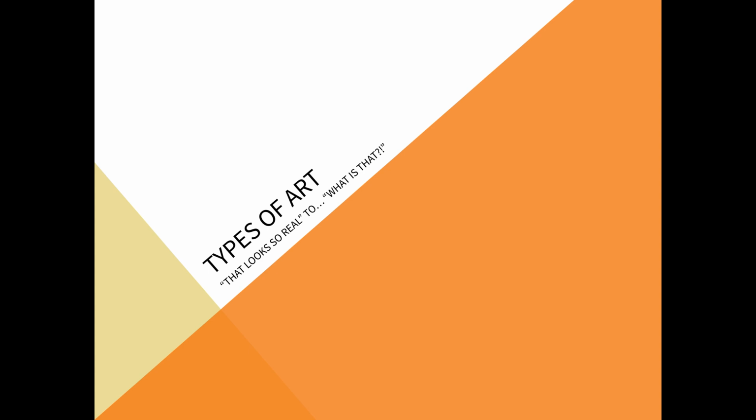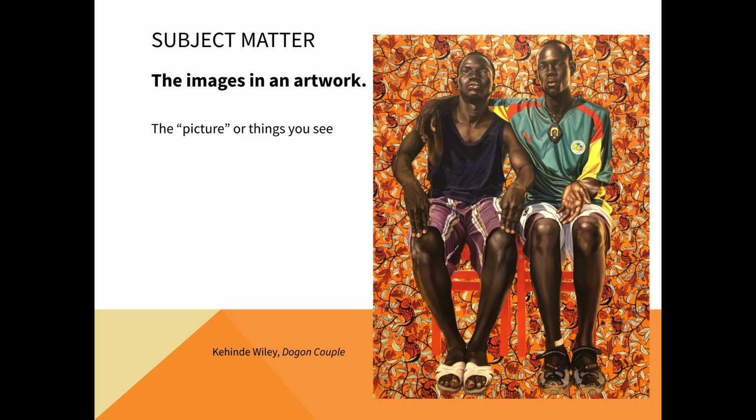just lines. So we're going to talk about the three different types of art so that way we can understand them and why artists create them a little bit better. So before we can talk about that, we need to talk about our first vocab word, which is subject matter. So subject matter is the images in an artwork. It's the picture or the things that you see.